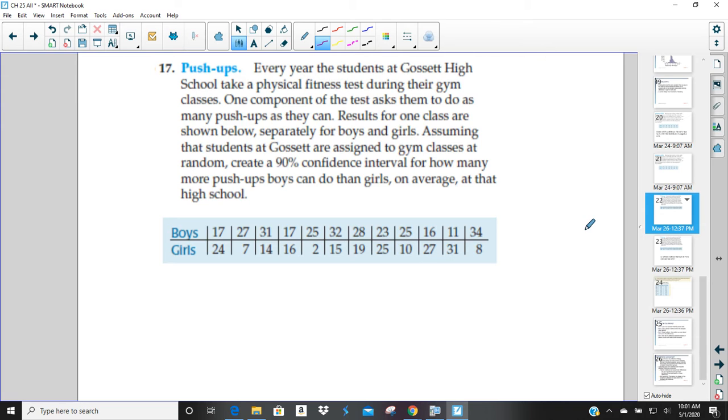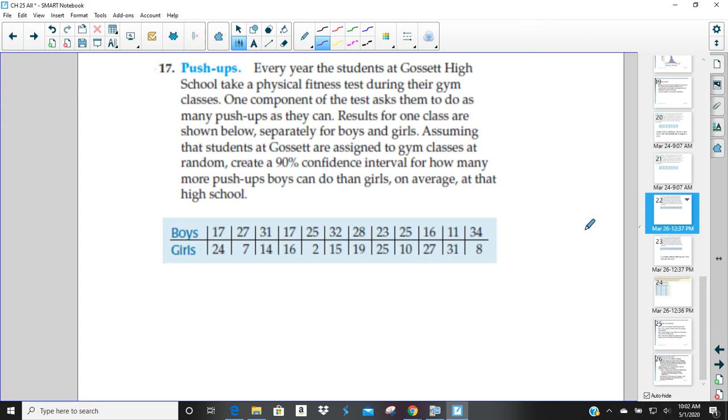Every year, students take a physical fitness test. One component is they have to do as many push-ups as they can. They have the boys and the girls push-up amounts. And is this paired data? No, it is not, because we have boys and we have girls, and they're just doing their push-ups. If I have a friend in front of them counting, and that's it. There is no pairing of groupings. There is no before and after. It's just the boys and the girls, okay?